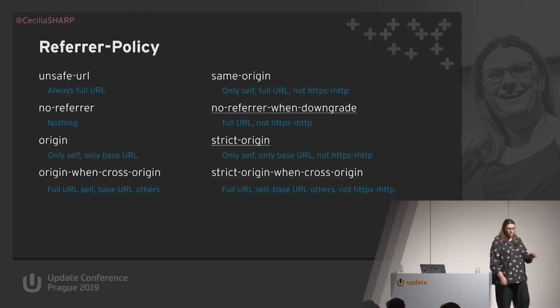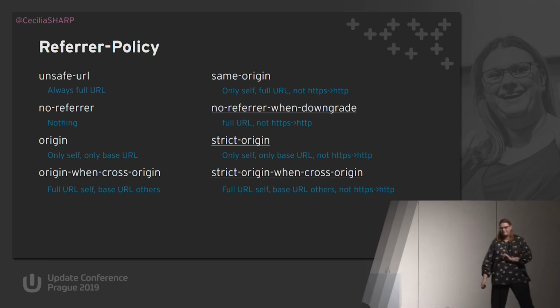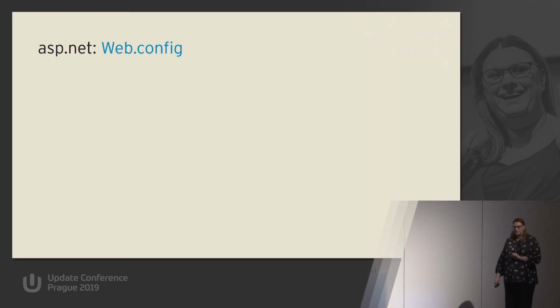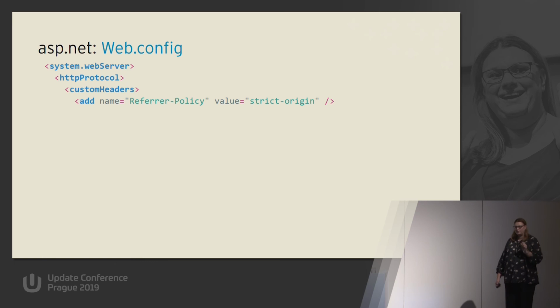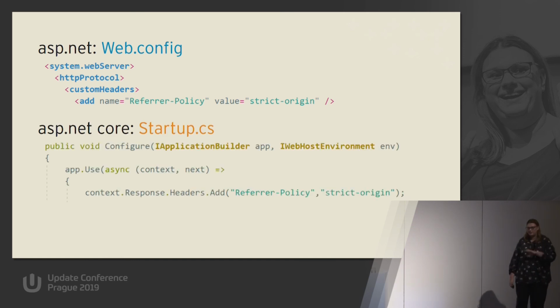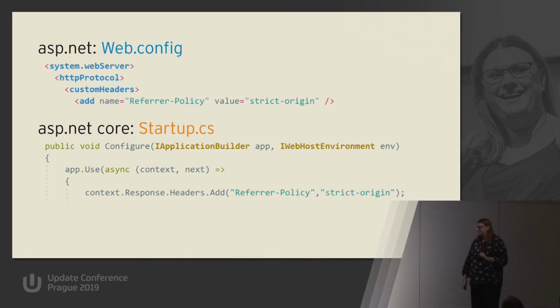So to your code, we add it in the Web.config, same as before, referrer policy. We select one of all these. We can't combine them. And in ASP.NET Core, we add it in the same way, but in the response header, with the add function. So, any questions about referrer policy?